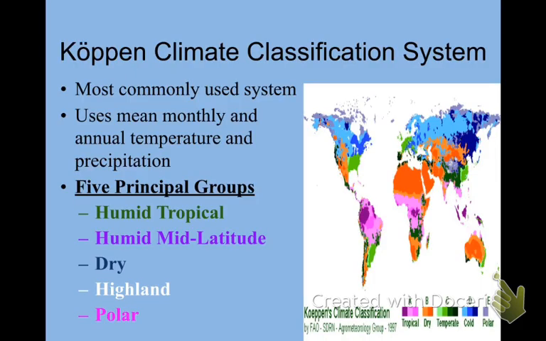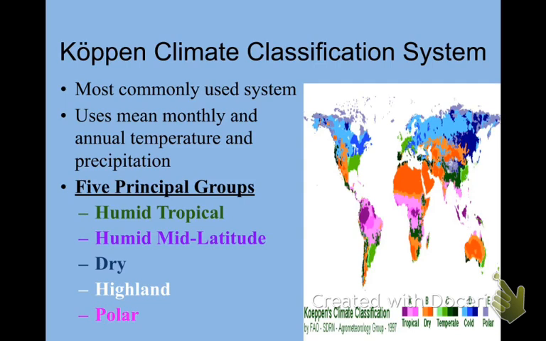So there's this guy named Köppen, and Köppen came up with the classification system, and we call it the Köppen Climate Classification System, which is just fun to say, but I'll say it a little slower, the Köppen Climate Classification System. And so he found all these different climates around the world, and he decided, well, let's figure out a way that we can sort them and name them based on similarities they have. So here are the 5 main groups he came up with. One is called humid tropical, then you have humid mid-latitude, then dry, highland, and then polar.